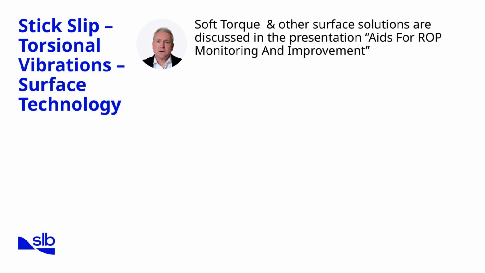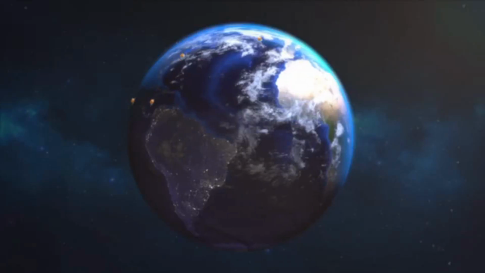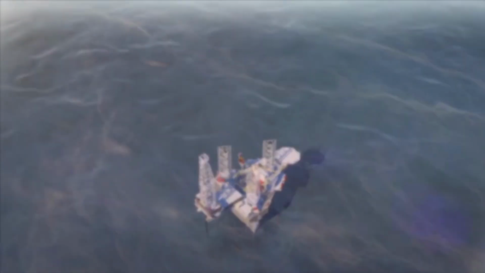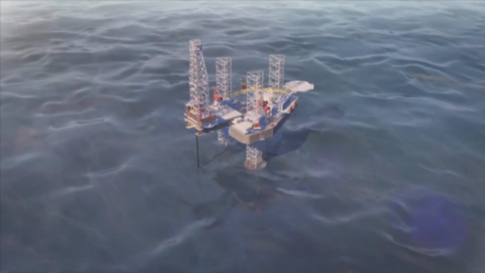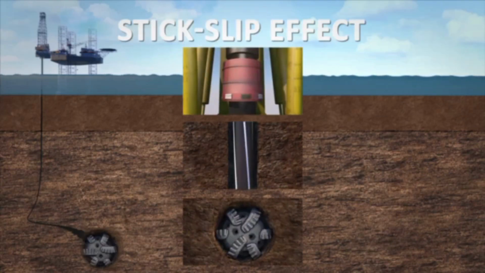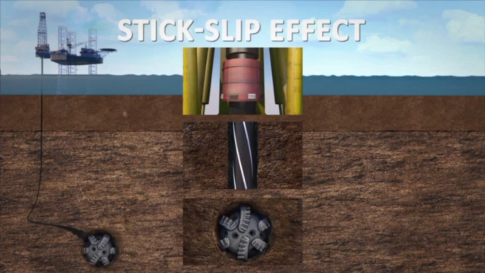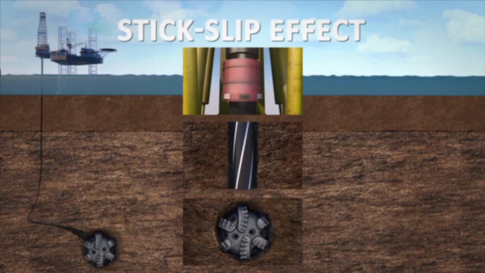Now watch a video on the SoftTorque system, which is a top drive control device. Worldwide, thousands of drilling platforms operate constantly in the struggle for reaching oil and gas. One of the challenges drillers face is a common problem called stick slip, whereby the drill head jams and springs free again with force. After this initial burst, the drill bit slows down and gets stuck again.